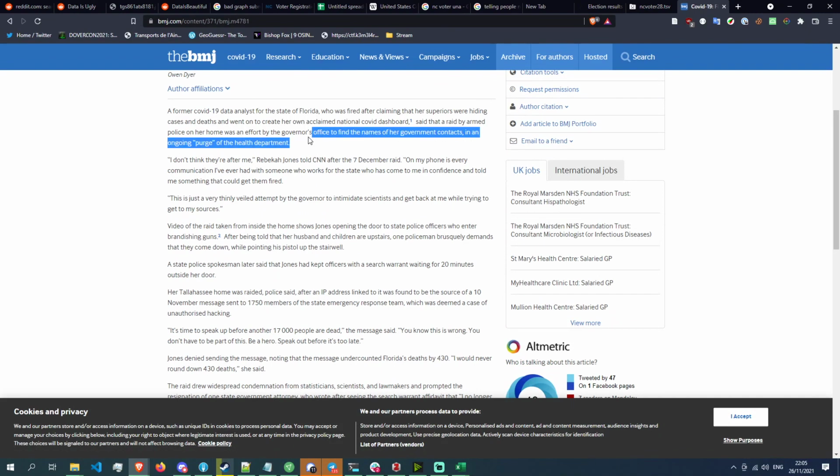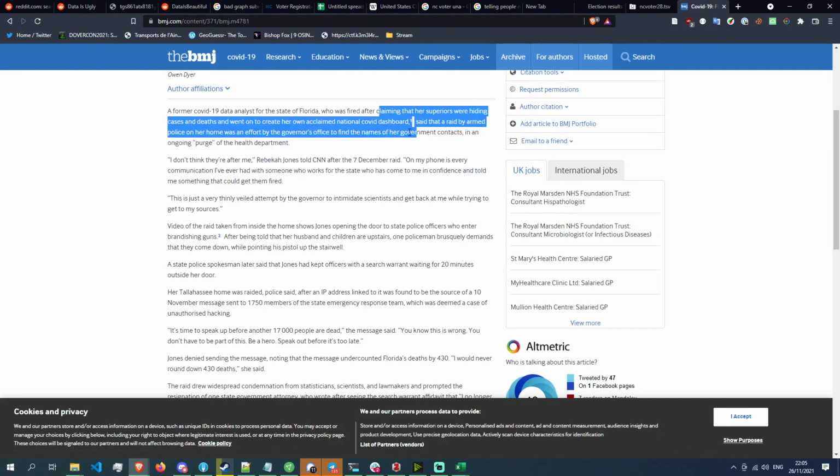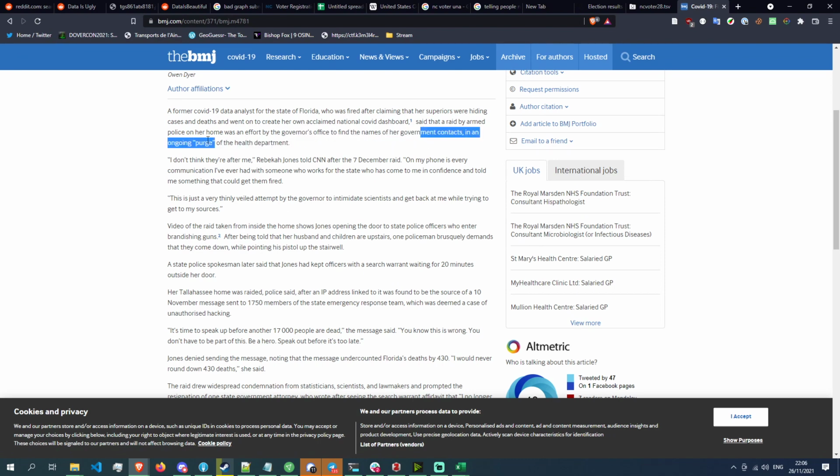Former COVID-19 data analyst from the state of Florida, who was fired after claiming that her superiors were hiding cases and deaths, went on to create her own acclaimed national COVID dashboard, said that a raid by armed police on her home was an effort by the governor's office to find the names of her government's contacts in an ongoing purge of the health department. Rebecca Jones in Florida. This happened last December.